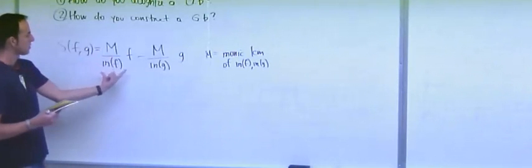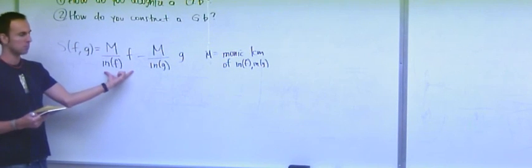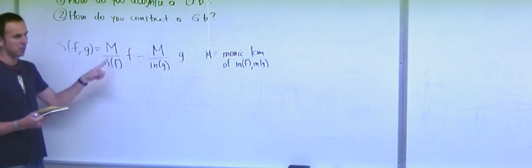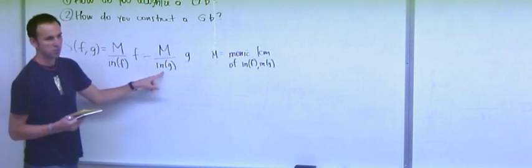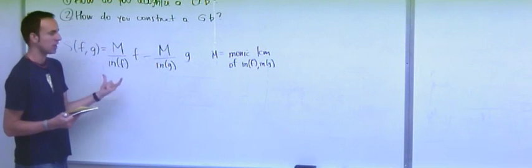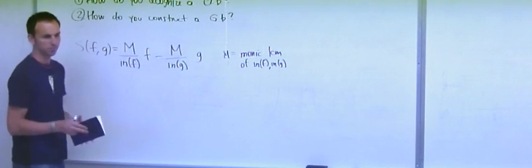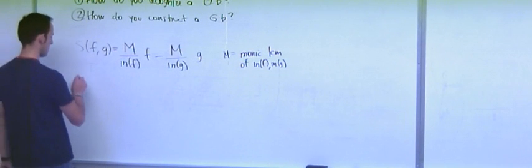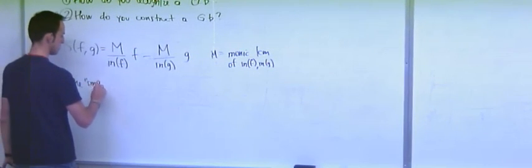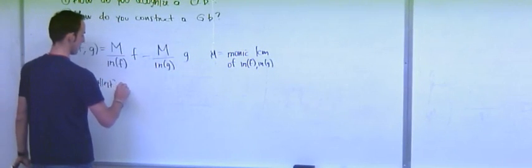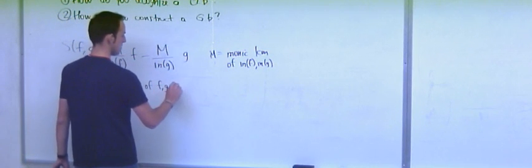So in this case, the initial term of this guy is initial term of f divided by initial term of f multiplied by m. And this guy is initial term of g divided by initial term of g multiplied by m. So that means that the leading term of this guy is m, the leading term of this guy is m, and those guys get canceled. So this is somehow the smallest combination of f and g canceling the leading terms.